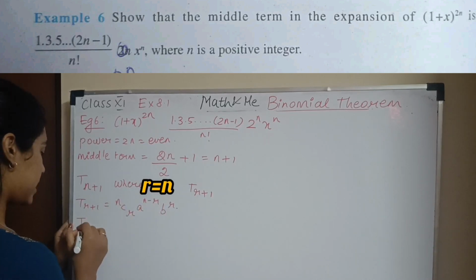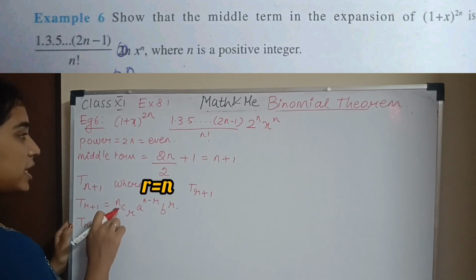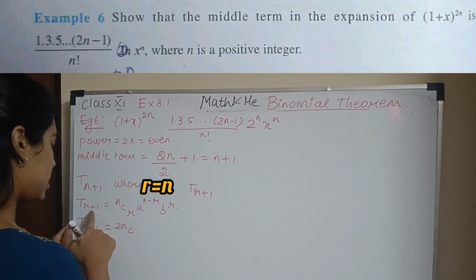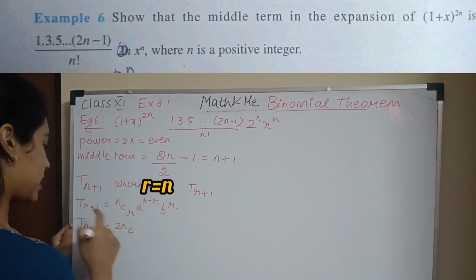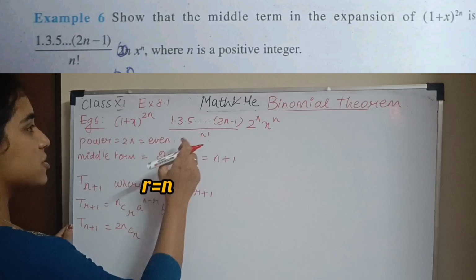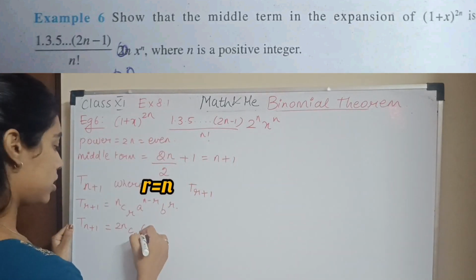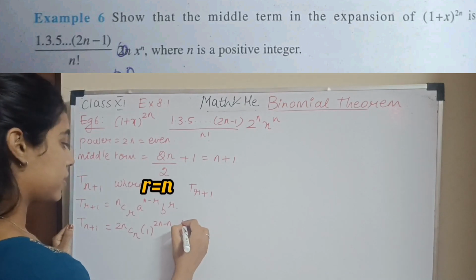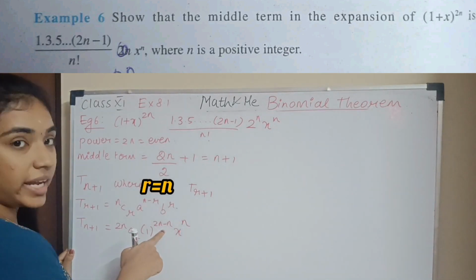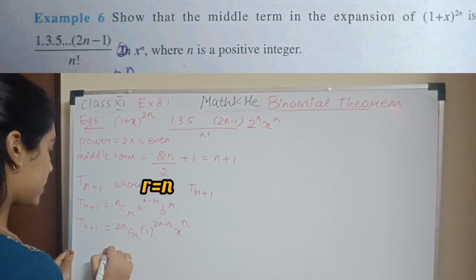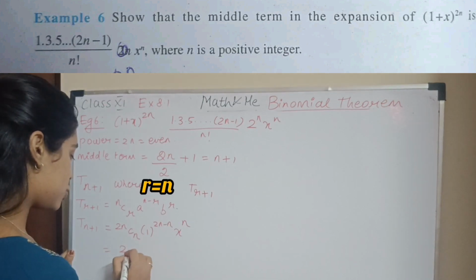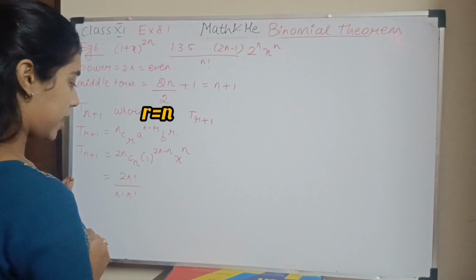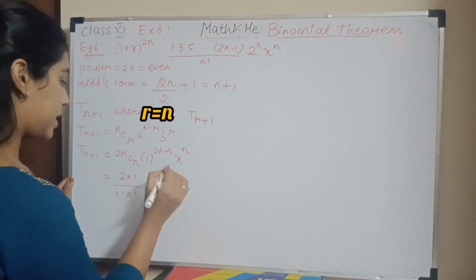Now substituting this, I have t n plus 1 equals, what is my n? My n is 2n. So 2n c r, my r is n, times, what is my a? My a is 1, to the power 2n minus n. What is my b? It is x to the power n. So 1 to any power is 1 itself. So I have 2n c n, which is 2n factorial divided by n factorial times (2n minus n) factorial, which is n factorial, times 1 times x to the n.